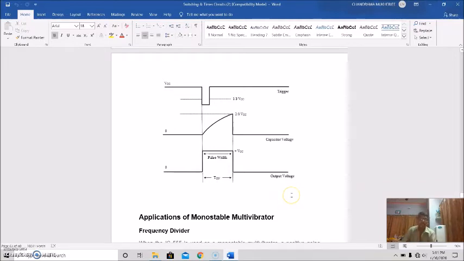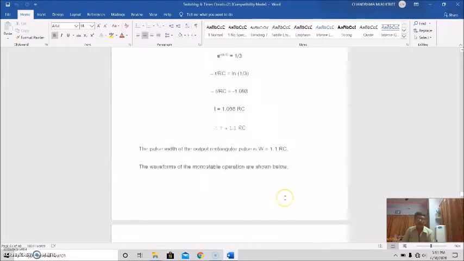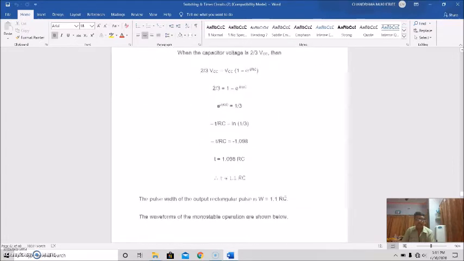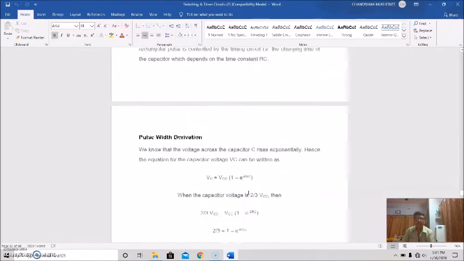This is very important. When the negative going pulse reaches this 1/3 voltage at comparator 1, the output of the flip-flop will be set and it will be high. Again, this is 2/3, the threshold. This is the exponential rise of the capacitor voltage, and this is the pulse width of the output voltage. Also, RC is the deciding factor to find out the pulse width here, that is T equal to 1.1 RC mostly.